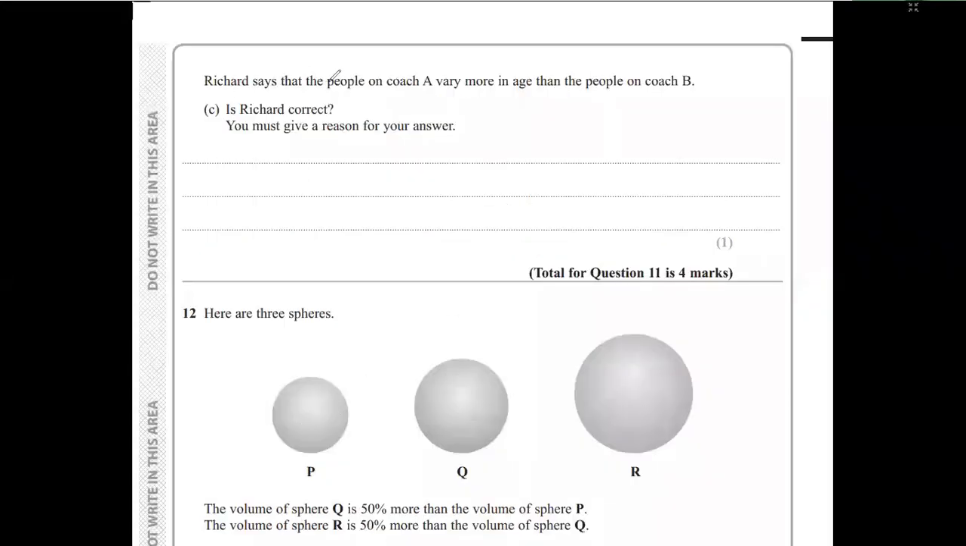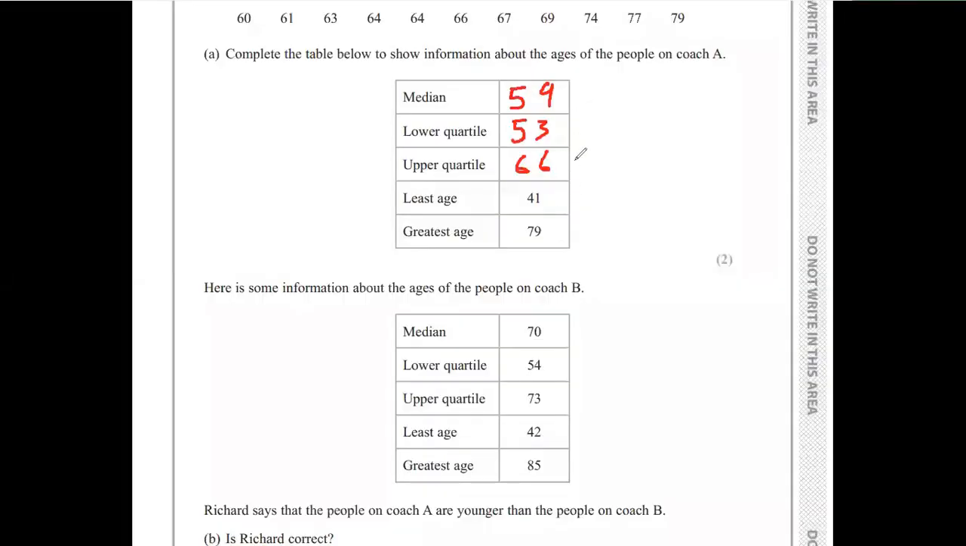Part C. Richard says that people on coach A vary more in age than the people on coach B. Is Richard correct? Right, if I look at the difference between the least and greatest age, I can see 79 take away 41 is, if I take away 40, then 39, take away one more, 38. The range there is 38.